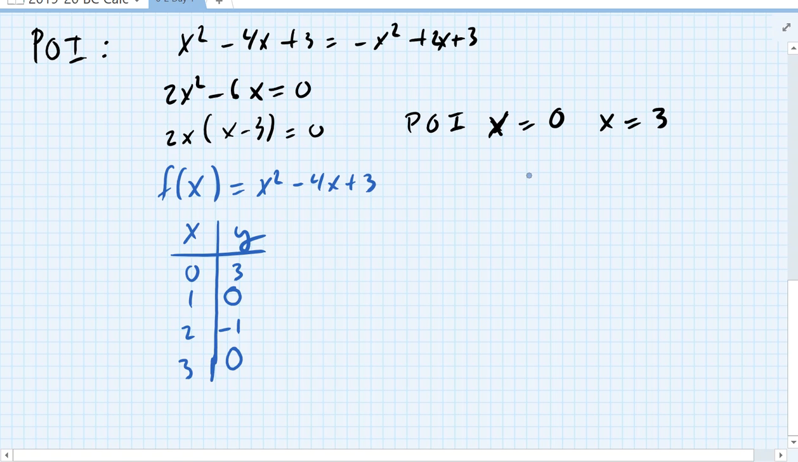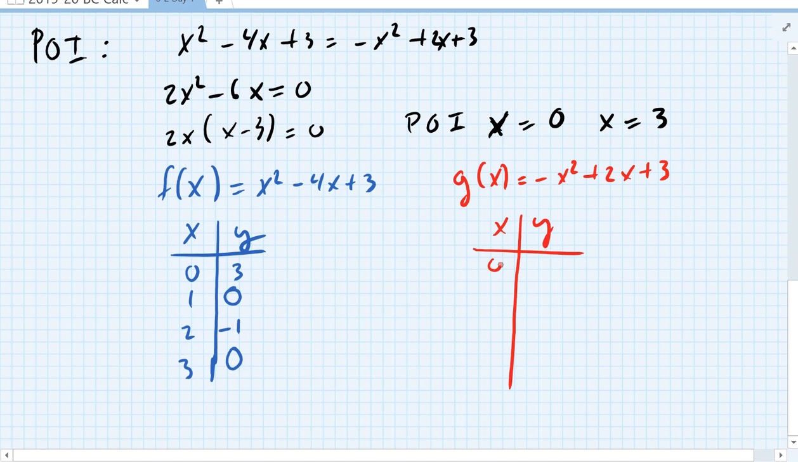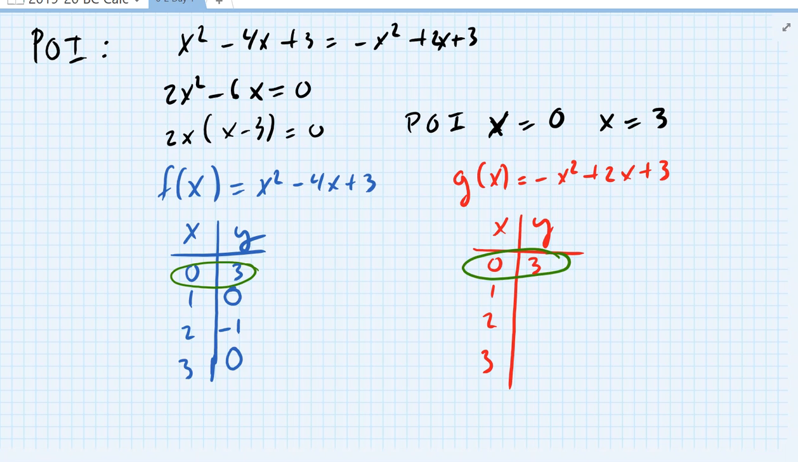Okay, then my other function, g of x, is equal to negative x squared plus 2x plus 3. I have x and y for them. I'm going to pick the same x values. 1, 2, 3. At 0, it's 3. That's convenient since that's a point of intersection. You notice that was our point of intersection right there? They should match. If they don't, go back and fix your silly mistake.